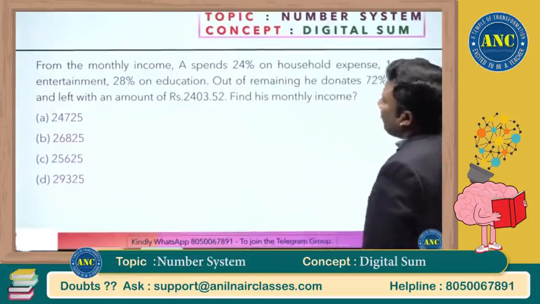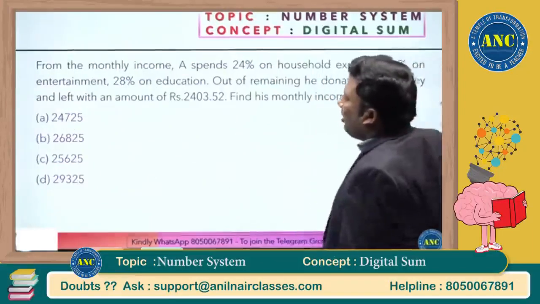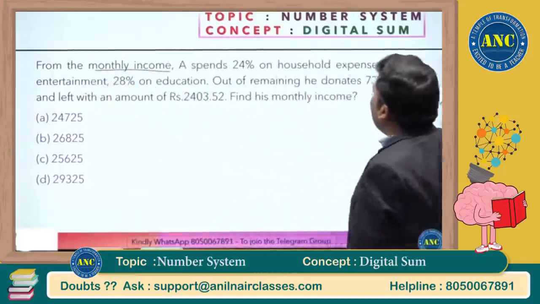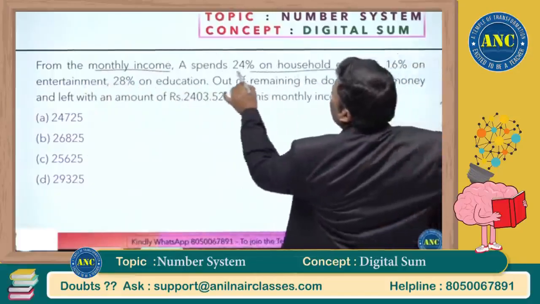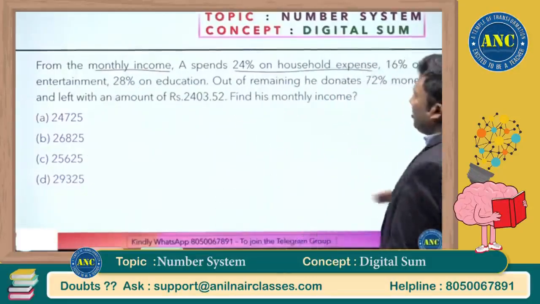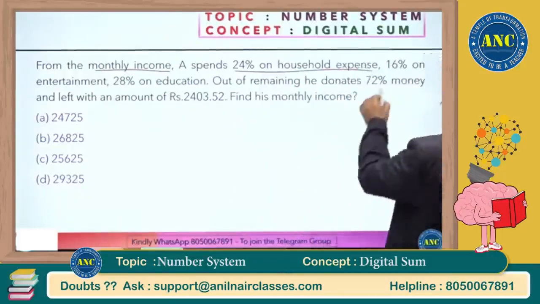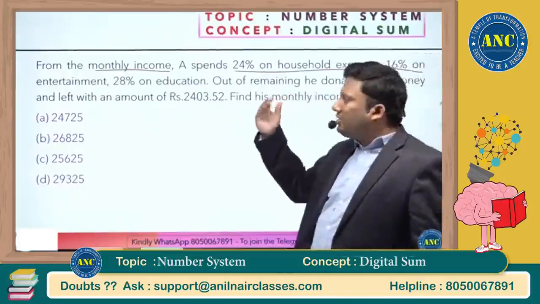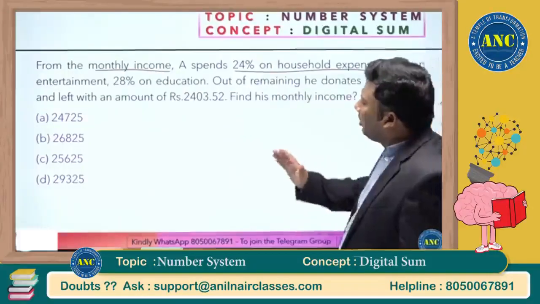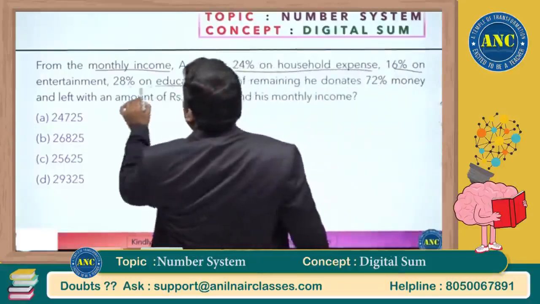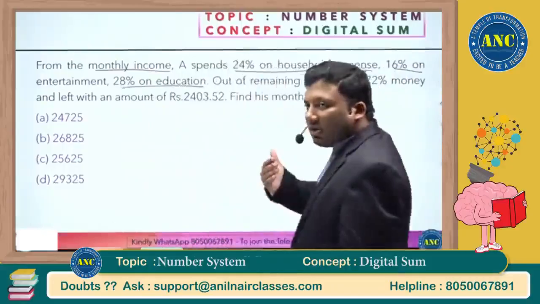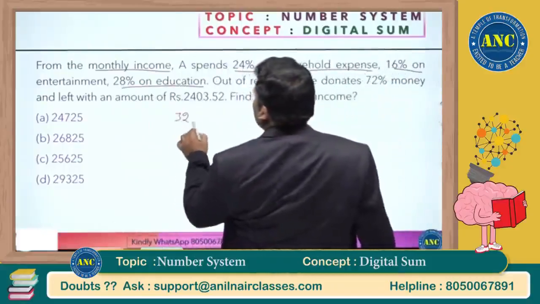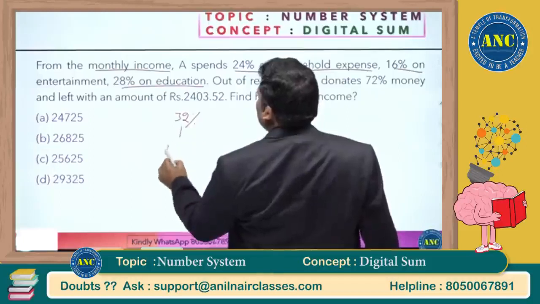Next question. The only thing is, you have to read the question, sir. From a monthly income, 24% is spent on household expenses. 24 out. 16% on entertainment. 24 plus 16, 40% out. 28% on education. 68% out. What is remaining? 32%. 32% is remaining.